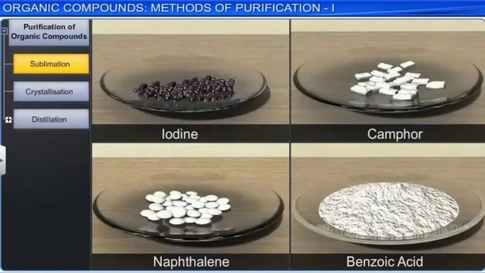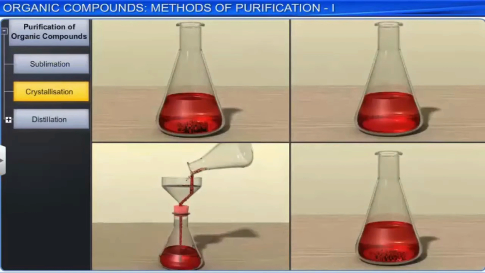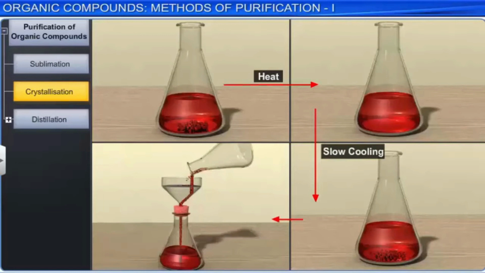Now let's look at the next method of purification called crystallization. It is one of the most commonly used techniques for the purification of solid organic compounds. This technique is based on the difference in the solubilities of the compound and the impurities in a suitable solvent.